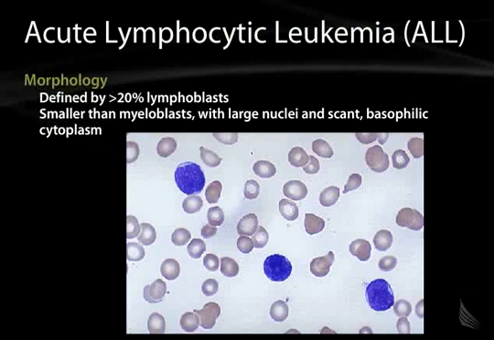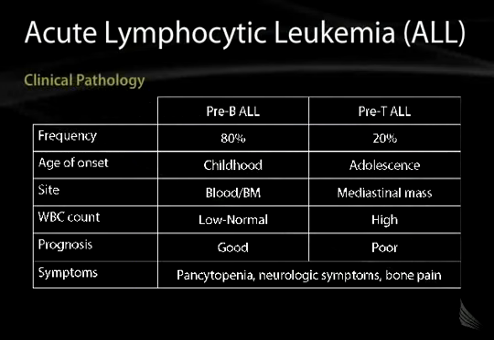ALL is also defined, as with AML, as greater than 20% lymphoblasts. So these lymphoblasts are smaller than the myeloblasts, and the nuclei are essentially taking up the entire cell. The cytoplasm that is present in ALL is very darkly basophilic, very deeply blue staining. And you can see how the nucleus takes up pretty much the whole cell in those lymphoblasts that you can see out there peripherally. So from a pathology standpoint, we can look and see pre-B versus pre-T cell ALL.